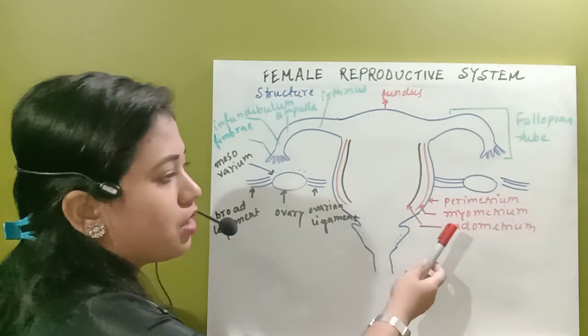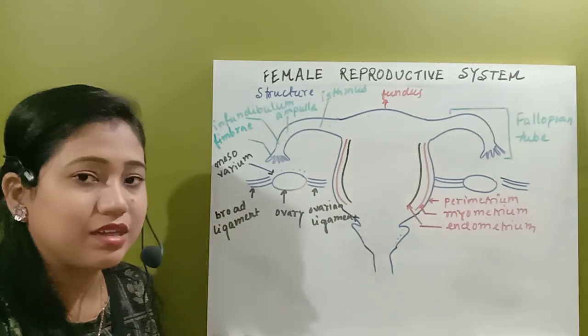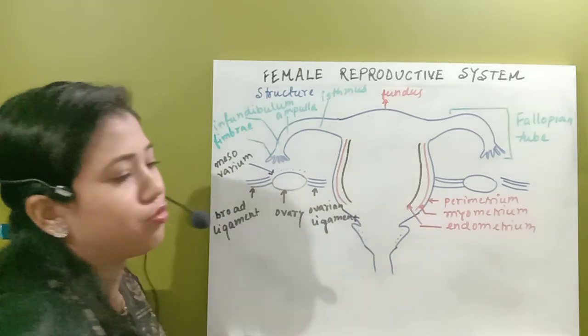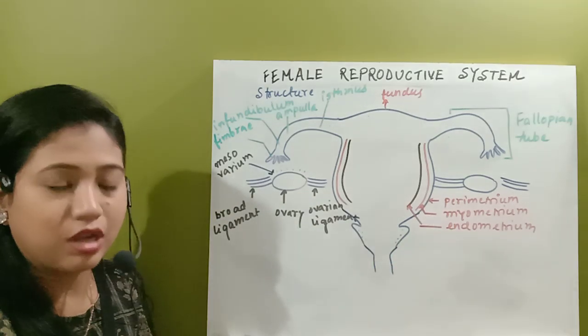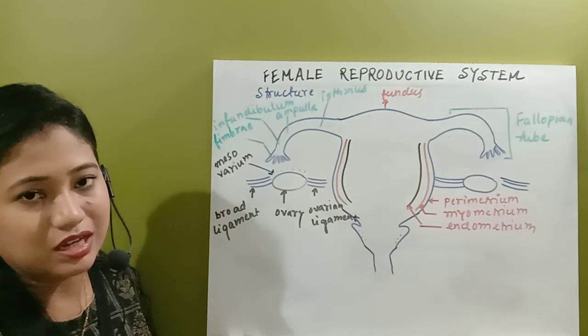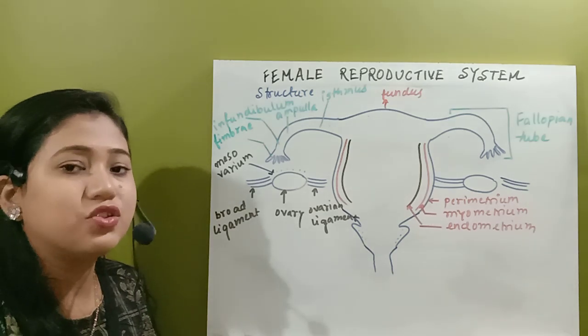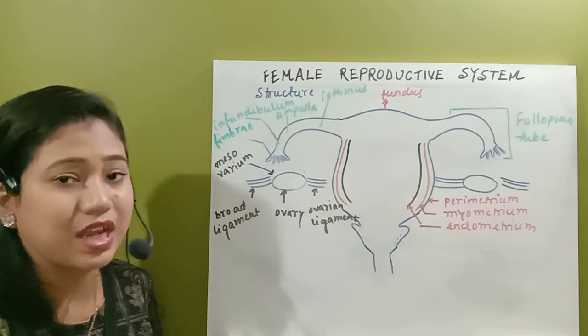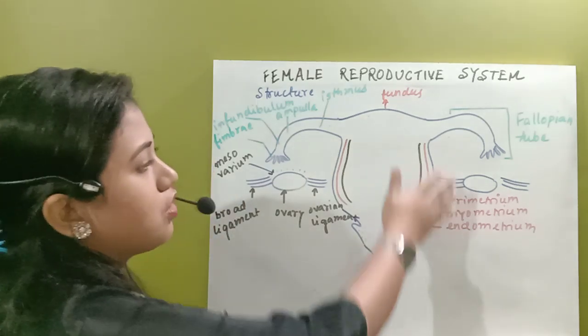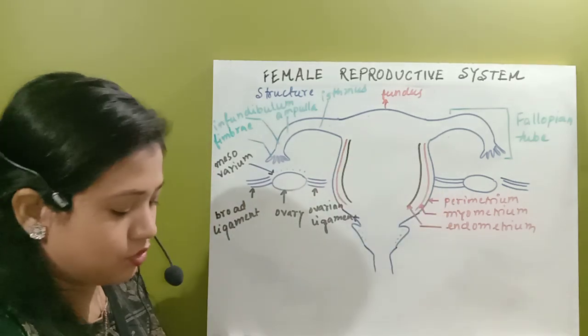The perimetrium and the myometrium are the permanent layers, and only this endometrium forms, reconstructs, then after that sheds, and once again forms in each menstrual cycle. It is the most active layer. It is the endometrium. So this is the structure of the uterus or the womb.